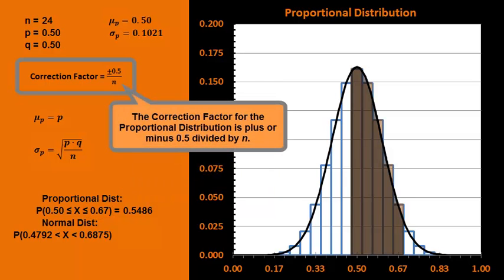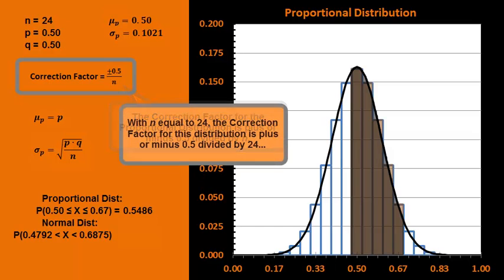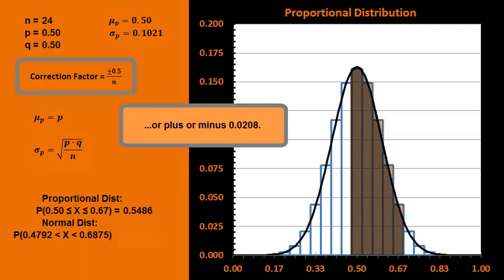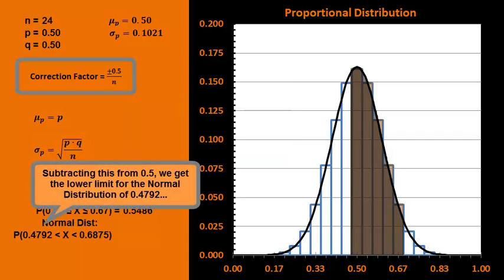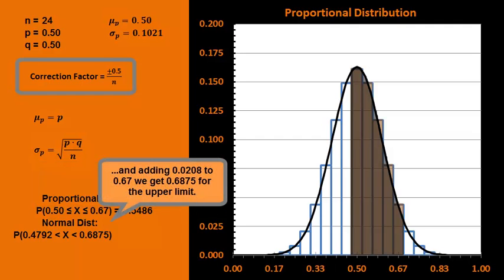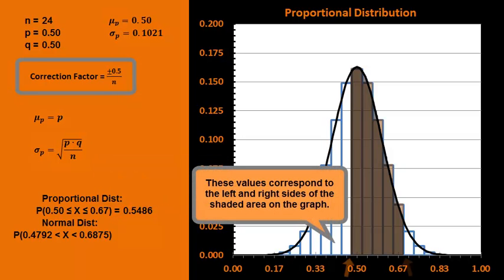The correction factor for the proportional distribution is plus or minus 0.5 divided by n. With n equal to 24, the correction factor for this distribution is plus or minus 0.5 divided by 24, or plus or minus 0.0208. Subtracting this from 0.5, we get the lower limit for the normal distribution of 0.4792, and adding 0.0208 to 0.67, we get 0.6875 for the upper limit. These values correspond to the left and right sides of the shaded area on the graph.